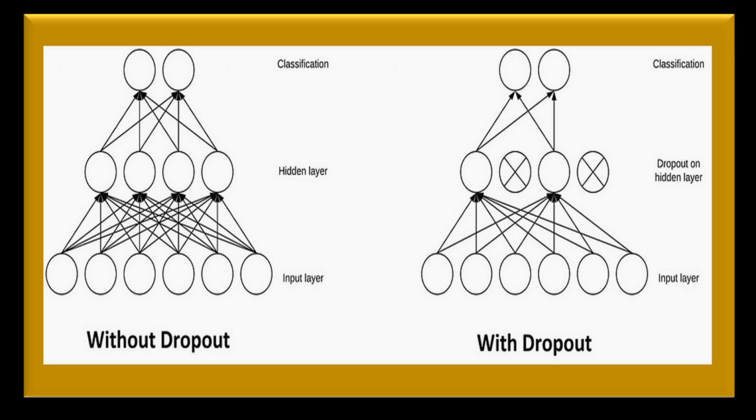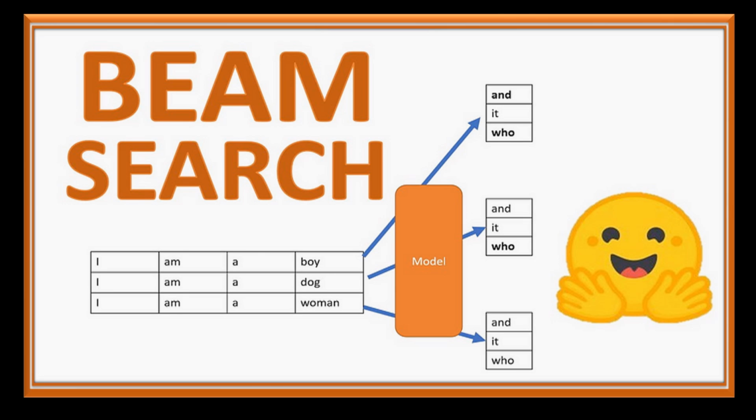So to summarize this, we can say dropout is a regularization technique used in deep learning models to prevent overfitting by randomly dropping out a fraction of neurons during training. And this forces the model to learn multiple representations of the data, leading to a more robust and generalized solution. So this dropout is computationally efficient, easy to implement and can be applied to a wide range of deep learning models. Next comes beam search.